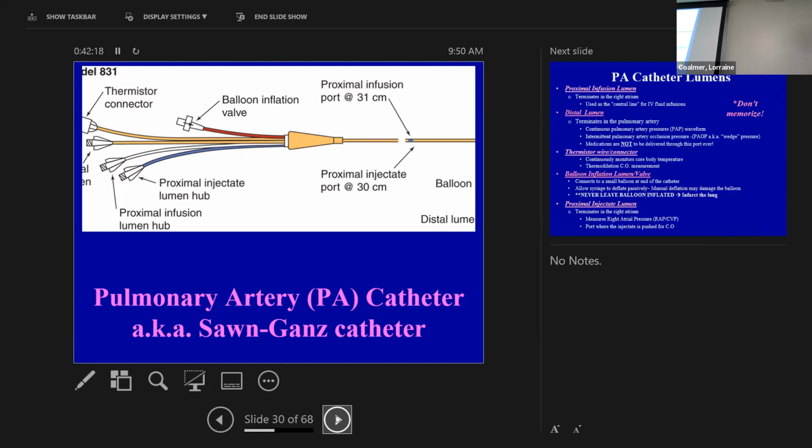You see the potential for all kinds of problems with this, right? But it's such beautiful numbers. It makes me so happy. But I had one go up into the head, and I had one that ruptured a pulmonary artery. So there are a lot of complications with it.